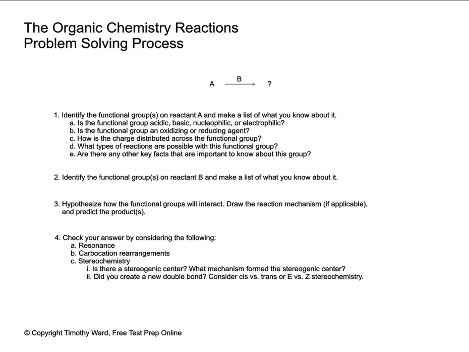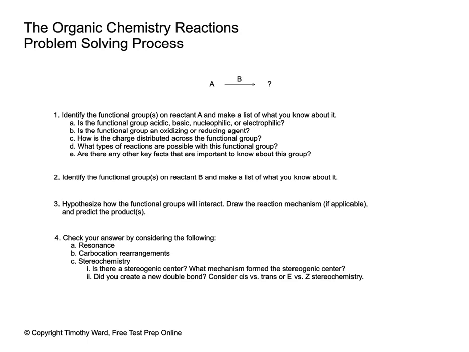If your intermediate includes a carbocation, is it possible to make a more stable carbocation? If so, it's going to happen. And then C, stereochemistry. Is there a stereogenic center in your product? And what mechanism formed the stereogenic center? This will let you know if you get an inversion of stereochemistry, or if you get 2 answers, for example, a racemic mixture. And the second part of stereochemistry is, did you create a new double bond?